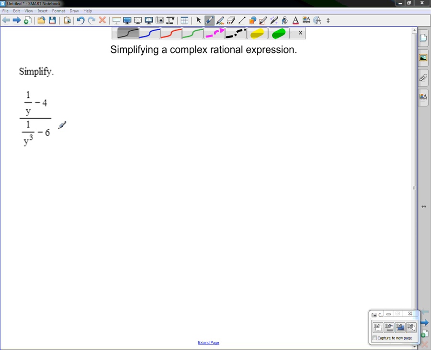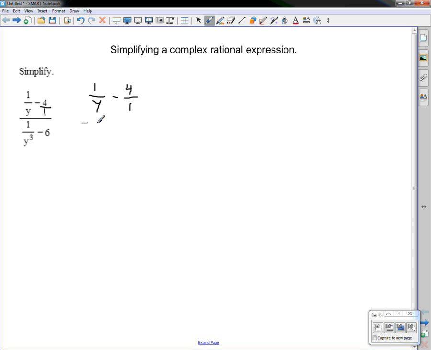So the first step I'm going to do is look at this numerator, and I am going to go ahead and subtract these two. So I have 1 over y minus 4 over 1. On bottom, I have 1 over y cubed minus 6 over 1. Okay, so I just went ahead and made these fractions. Now I'm going to look up top and I want to identify the least common denominator.